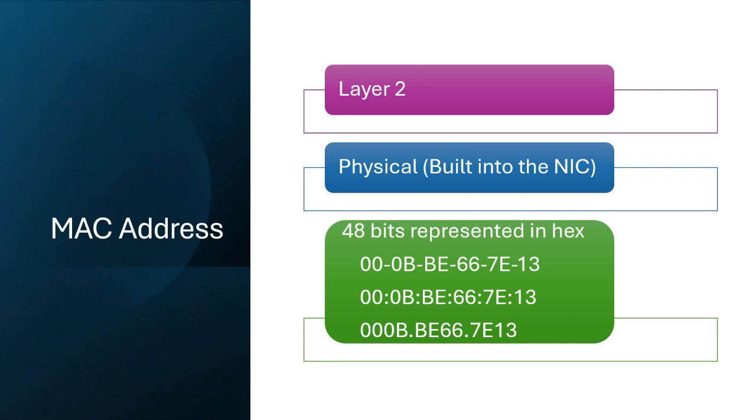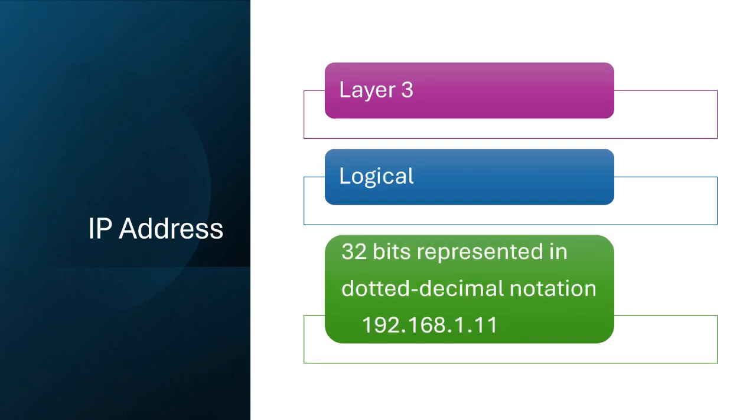Now, a MAC address is a Layer 2 address, and it's a physical address. That means it's built into the NIC when the NIC is manufactured. It's going to be 48 bits represented in hex in one of these three ways. IP addresses are Layer 3 addresses. They're logical, meaning they're configured on the device by the administrator or the owner of the machine. They're going to be 32 bits represented in dotted decimal notation.